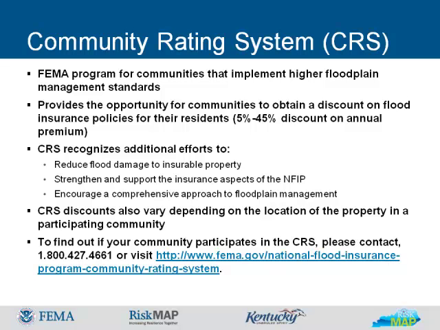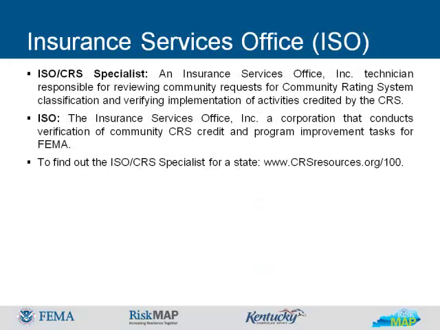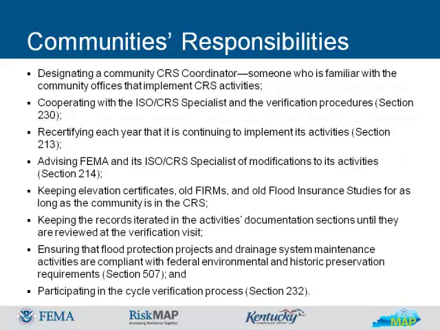To find out if your community participates in the CRS, you can contact 1-800-427-4661 for more information. An Insurance Services Office, Incorporated technician is responsible for reviewing community requests for the Community Rating System classification and verifying implementation of activities credited by the CRS. The name and telephone number of the ISO CRS Specialist for a state can be found at www.crsresources.org/100.